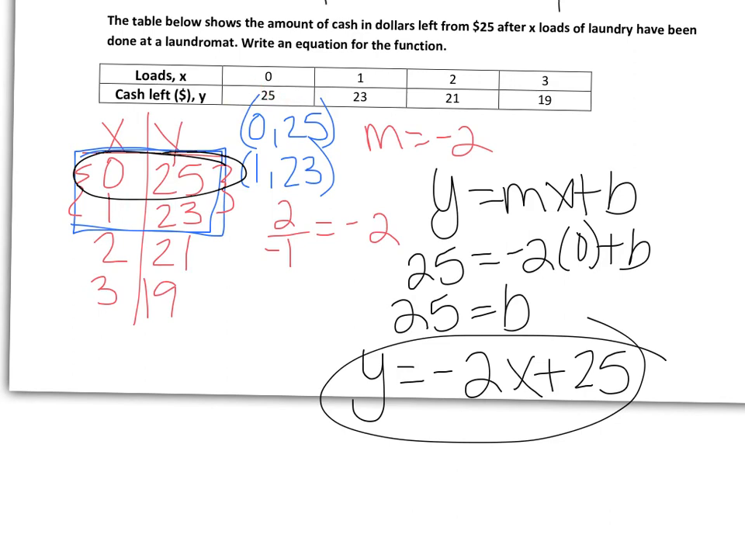If we want to find the y-intercept, we plug 0 in for x. If we want to find the x-intercept, we plug 0 in for y. So when x is 0, y is 25. So really, if you recognize that, you can skip that step there and go straight down to here.